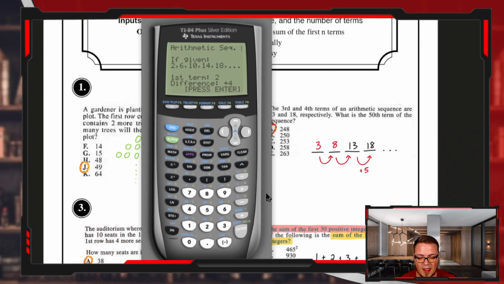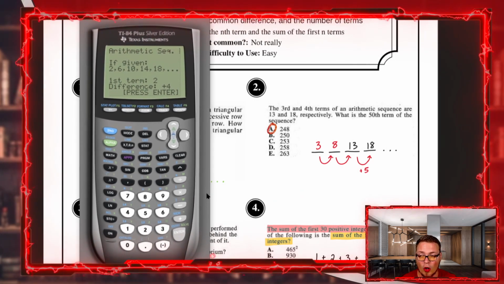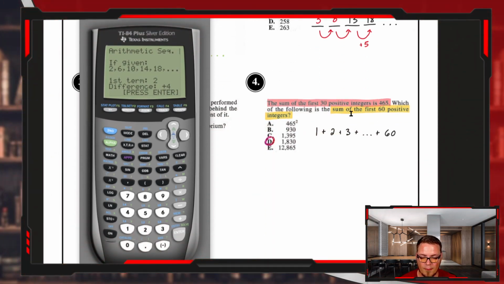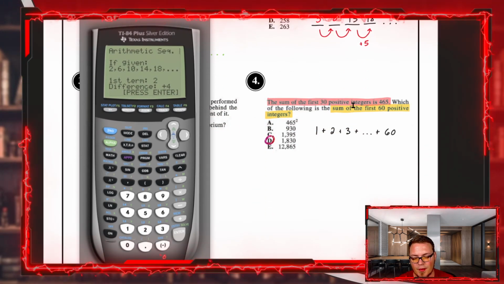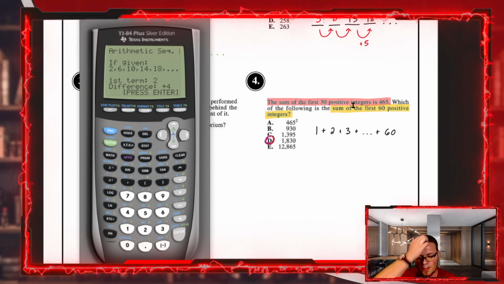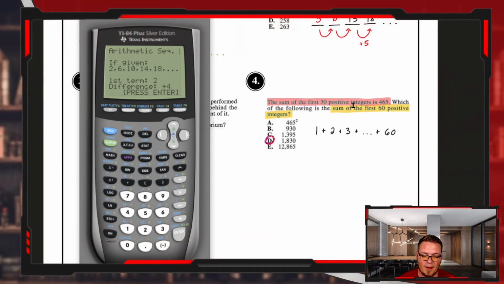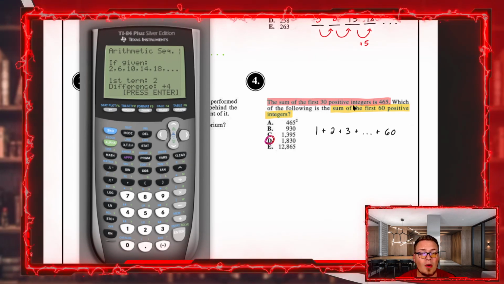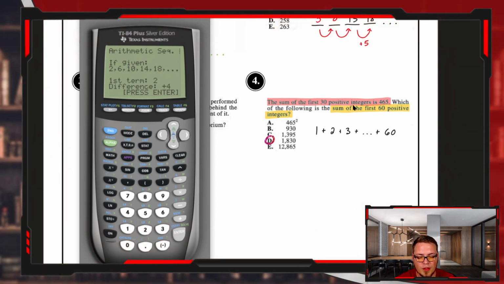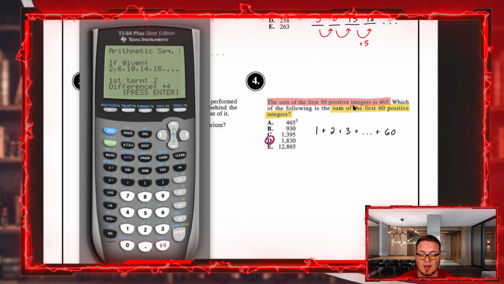I do want to show you guys an example of what I would call a hard one, and that would be question number 4 on your worksheet. So they say the sum of the first 30 positive integers is 465, which I say, cool story, bro. I don't need to know that. Which of the following is the sum of the first 60 positive integers?